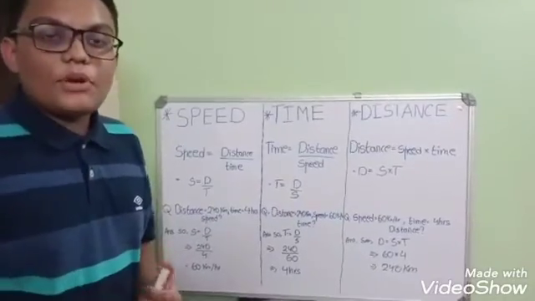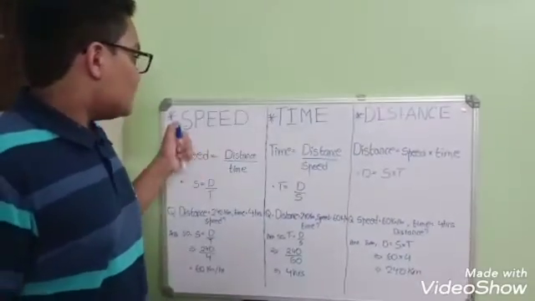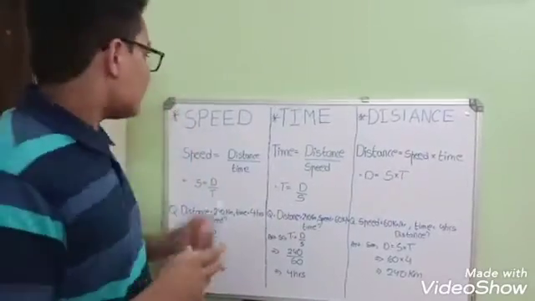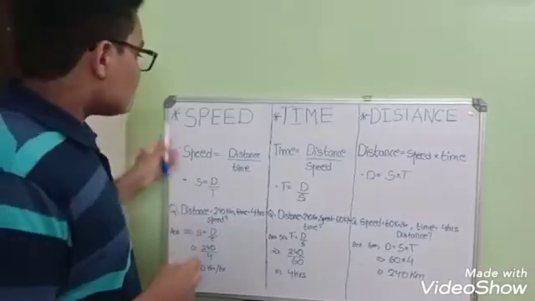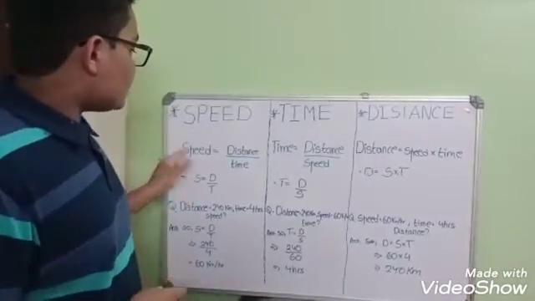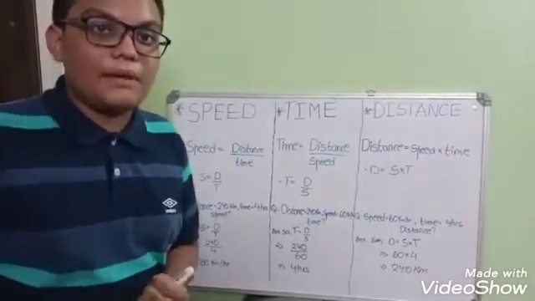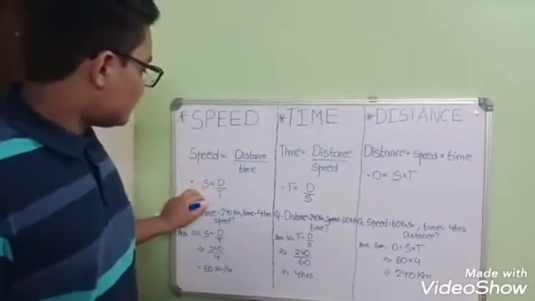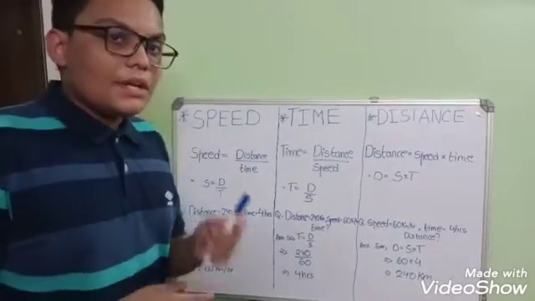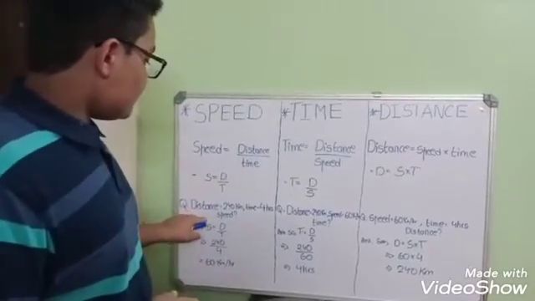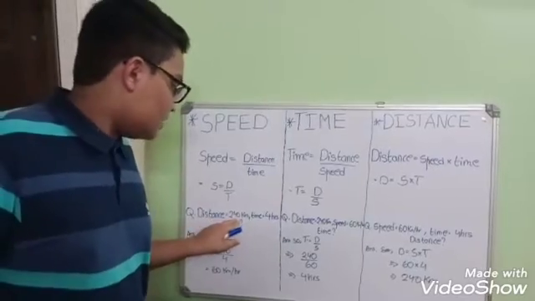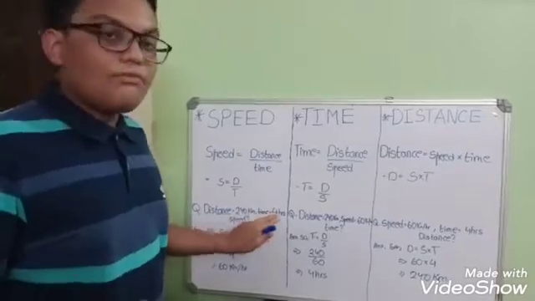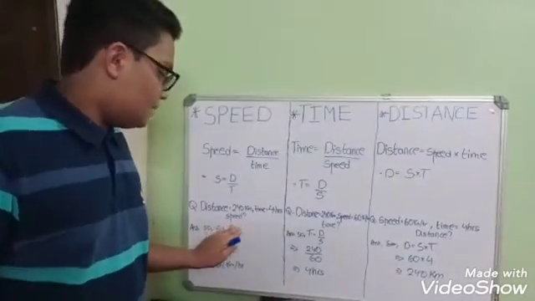So now I am going to explain how to calculate the speed, the time and the distance of an object. So first let's start with speed. As I earlier said, we all know that speed is equal to distance divided by time, and this formula in variables can be expressed as s is equal to d by t. Now the question is, the distance covered by an object is 240 km and the time taken to cover this 240 km distance is 4 hours. So what is the speed?